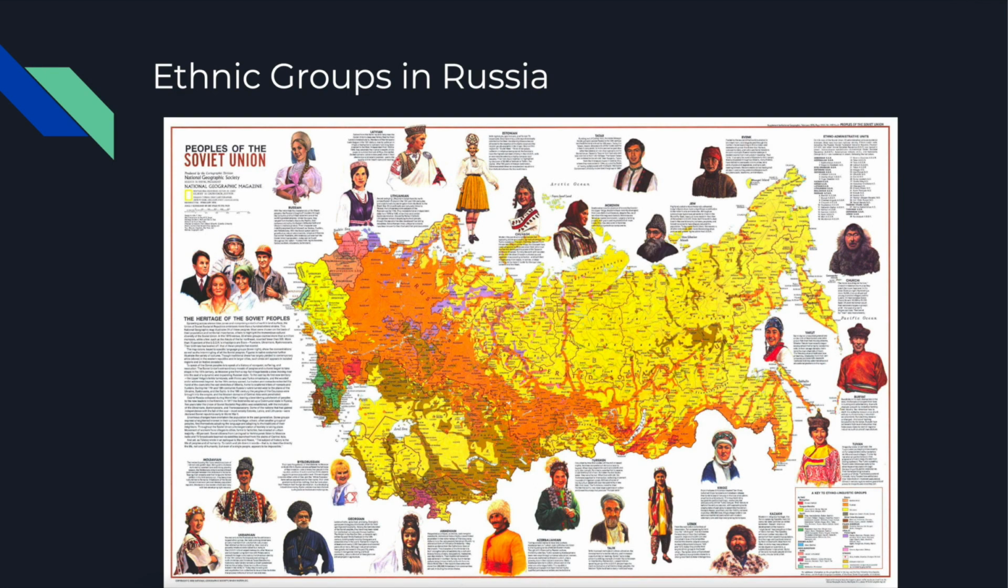Let's move to the ethnic groups in Russia. The former Soviet Union was a multinational and multi-ethnic country. More than 180 nationalities, 125 languages and dialects, and 40 religions. And many of these groups were not small. For example, 95 of them numbered more than 100,000 people each. And 54 of them had their own national territories.